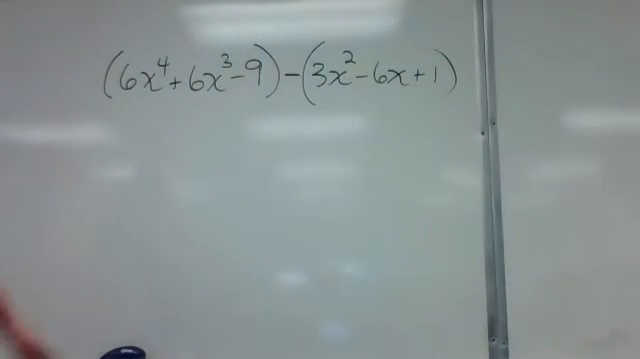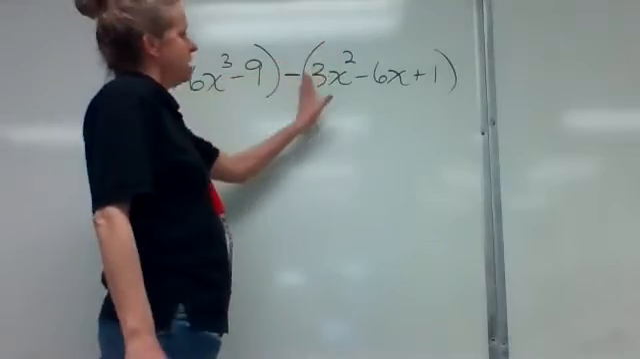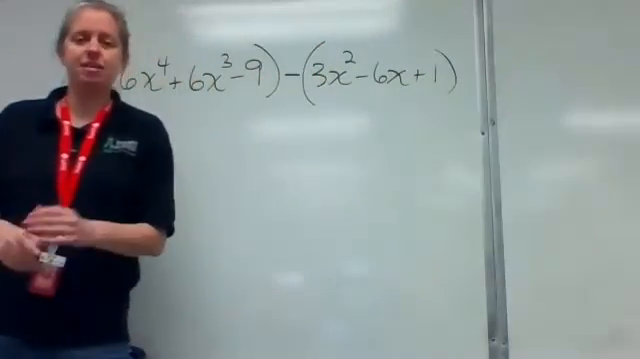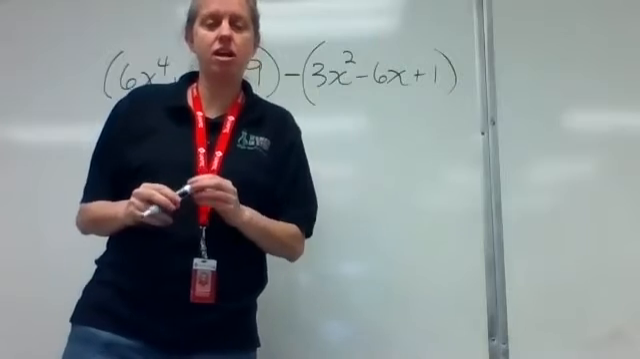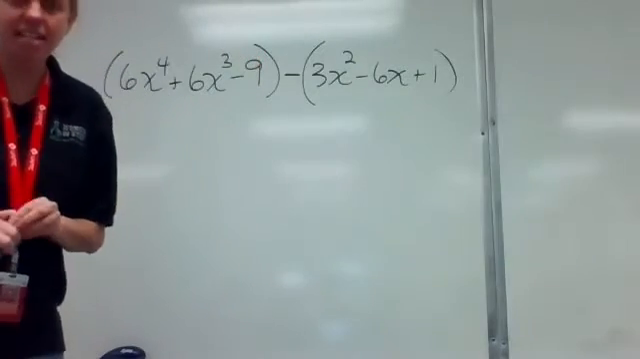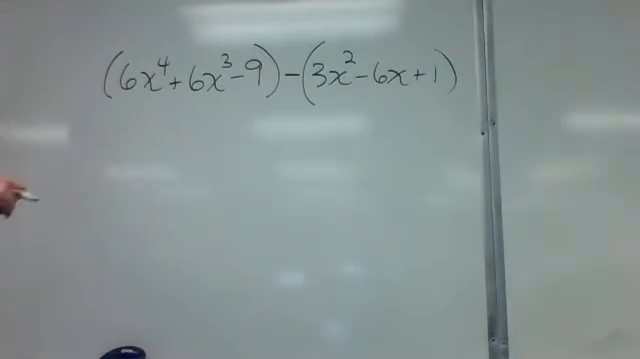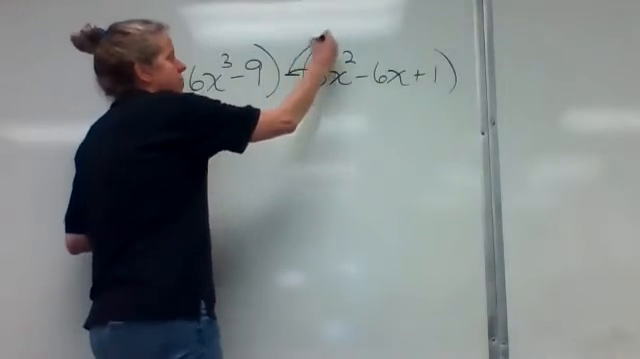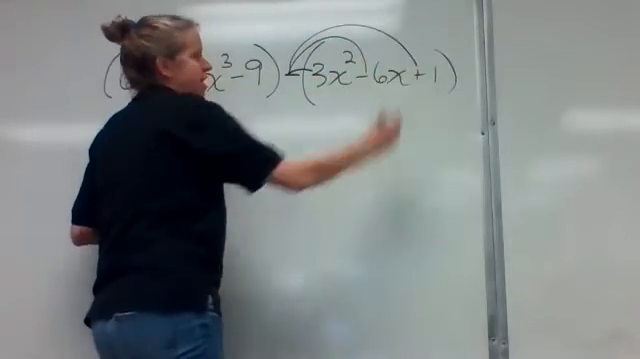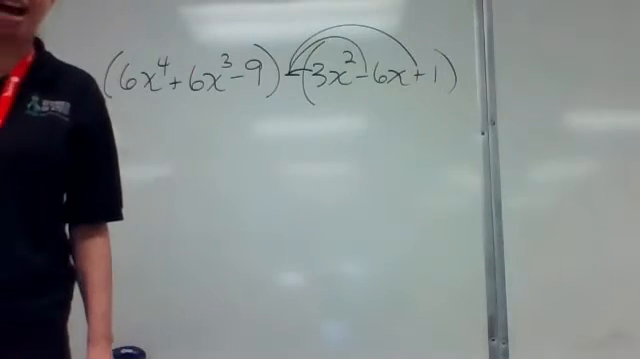So the very first thing I do when I see a minus in front of a parenthesis, that's telling me I need to distribute that and go in there and change all those signs. That takes care of the subtraction part of the problem. So I'm just going to rewrite this whole problem, but I'm going to distribute that negative to change those signs.